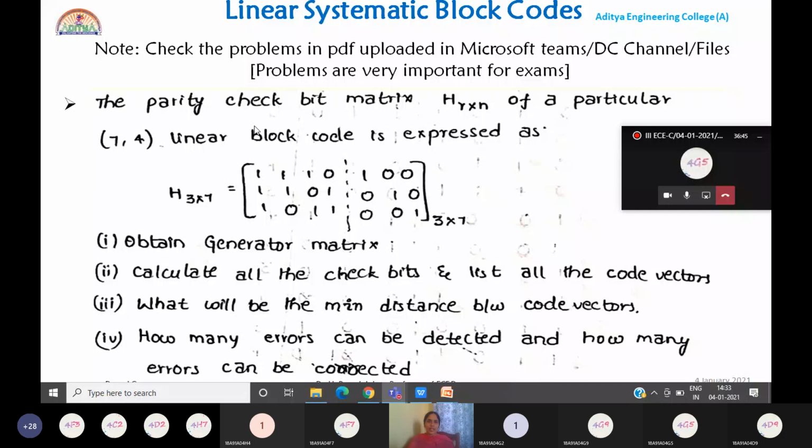Okay, so parity check bit matrix H of size R by N. What is a parity check bit matrix? It is of size R by N. H of R by N of a particular 7,4 linear block code is expressed as H of 3 by 7 is equal to some matrix given to you. Now, any one of the students, please tell me what is this first matrix and what is this second matrix. Already I have shown you H of R by N, what is the H matrix?